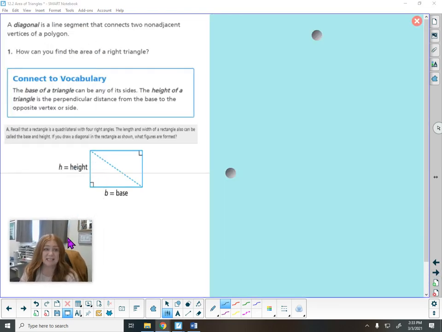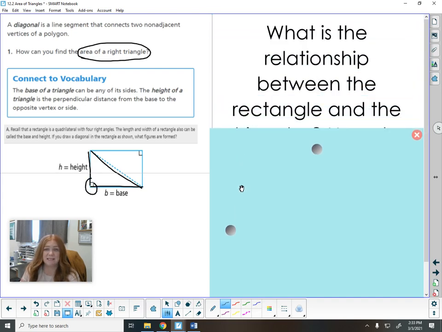So let's look at task number 1. So it tells us that this diagonal line connects the two opposite corners. So we're going to find the area of this right triangle. So the base is what it sits on here. And remember, the height always comes from the 90-degree angle. So let's take a look.